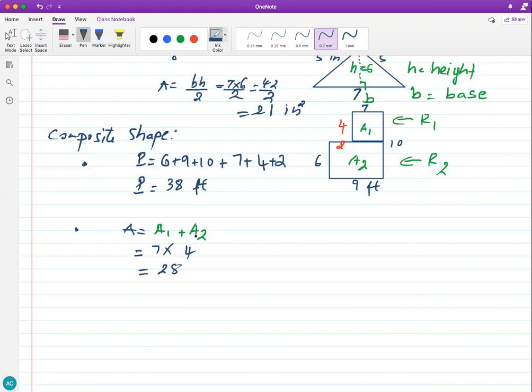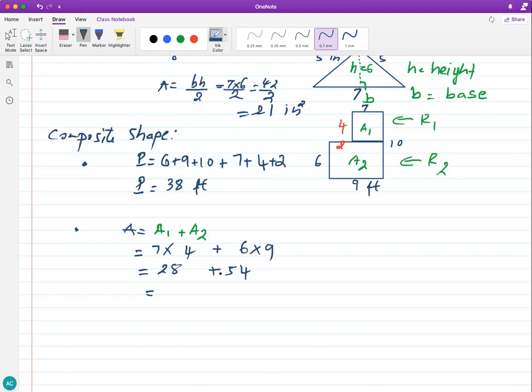Let's find the other area as well. So this is area 1. What is area 2? It's 9 times 6, that's right. It's not 2 because 2 is only this part. It's not 10 because 10 is the whole thing. We need exactly 9 and 6 for this rectangle. So it's 6 times 9. What is 6 times 9? 54. Finally, we add the two.